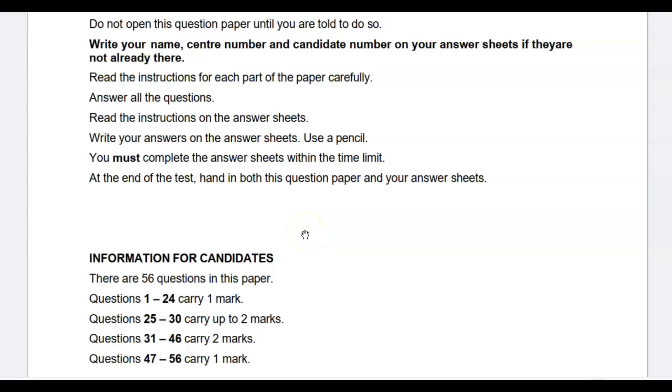You are going to pay close attention to this. You are going to read the instruction for each part of the paper carefully, okay? Each part contains different instructions, so please pay close attention to each part and each set of instructions. You are going to answer all the questions. You are going to read the instruction on the answer sheet. In this PDF format, you are going to find all the answers and you are going to try to do it by yourself.